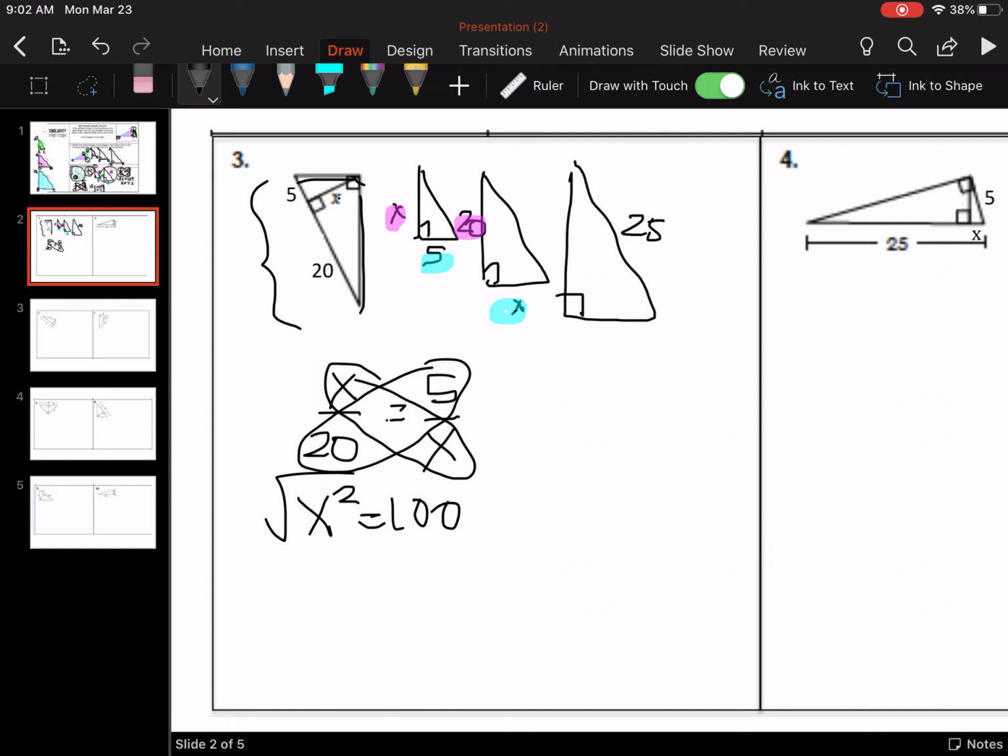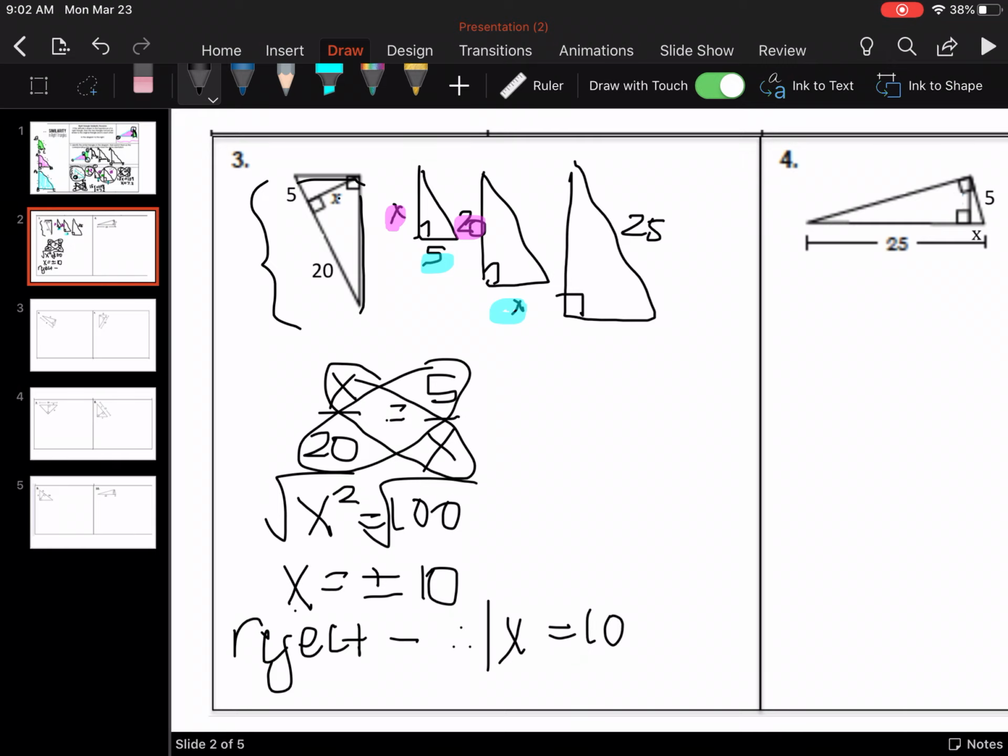Opposite of squaring is square rooting. Now what's important here that you realize is you actually get two answers, positive and negative, but we are going to reject the negative. Therefore, x is just equal to positive 10. Now the reason we reject a negative is because you can't have a negative length. So that's why there's only one answer for this problem. There's two answers for x for this proportion here, but there's only one x for the actual problem.